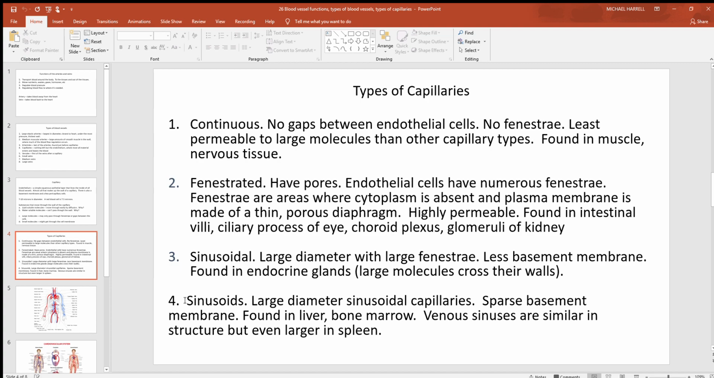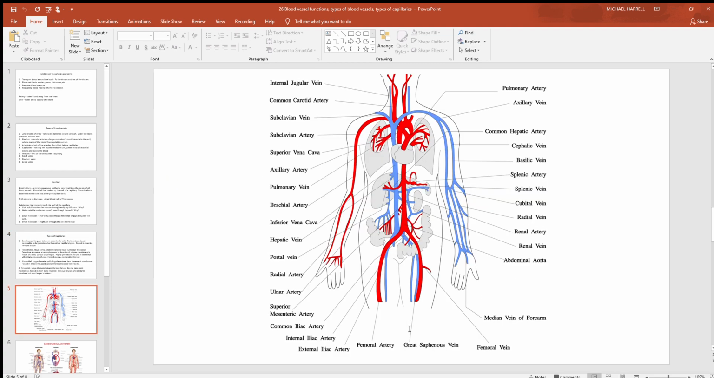And then with the last one, the sinusoid, the spaces are so big in between the cells that entire cells can fit between them. Think about a place like the red bone marrow, right? How in the world do the cells made there ever get into these pipes we call arteries and veins? Well, the walls of the capillaries have such big gaps that the cells can fit in between them and get into the cardiovascular system.